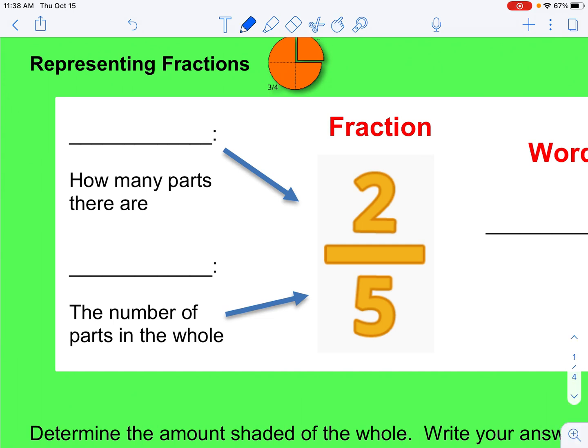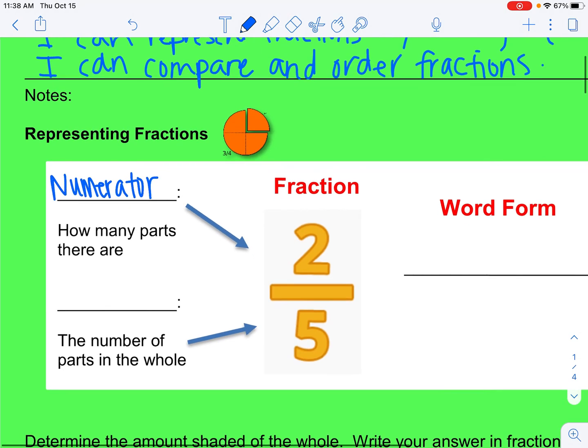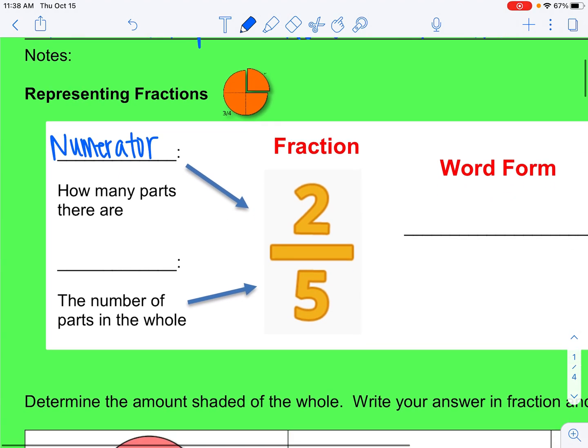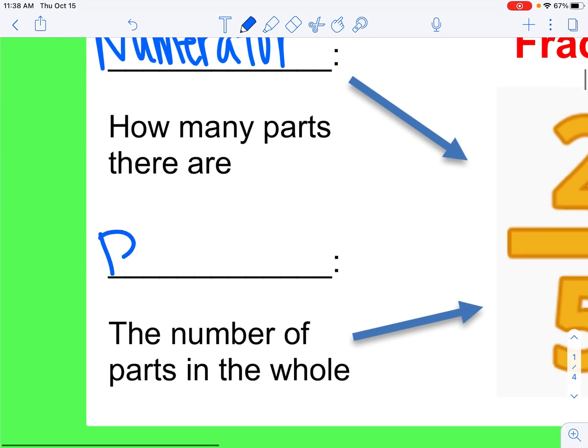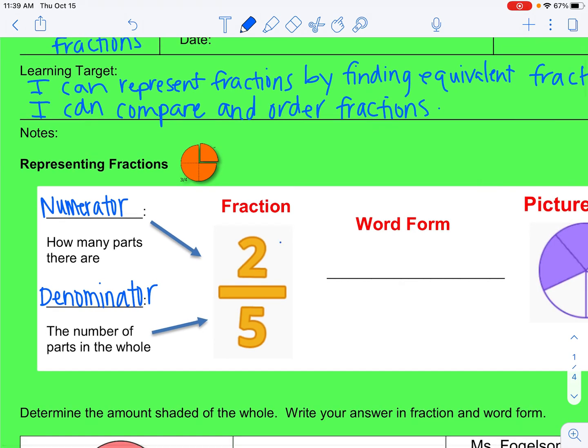So this top number, the 2 in the fraction 2/5, is telling us how many parts there are. So that number is called the numerator. I hope this is a review for us. Numerator. And then our bottom number is the number of parts in the whole. That is called your denominator. Alright, so we have our numerator and our denominator.